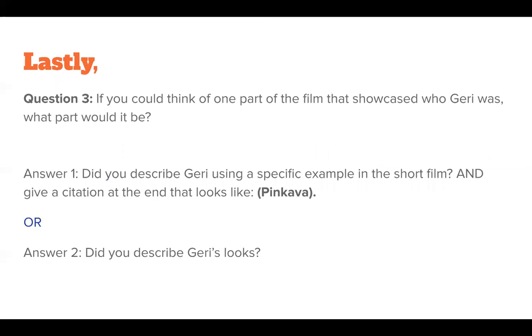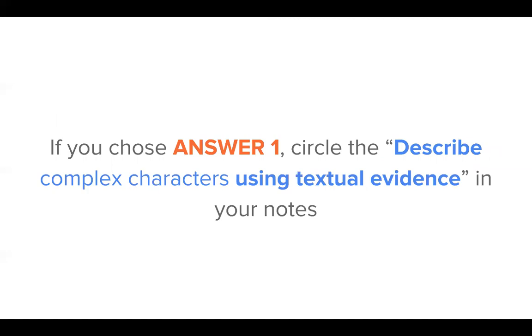Lastly, question 3, if you could think of one part of the film that showcased who Jerry was, what part would it be? Is the answer that you came up with closely related to answer 1 or closely related to answer 2? If you chose answer 1, circle the describe complex characters using textual evidence in your notes.